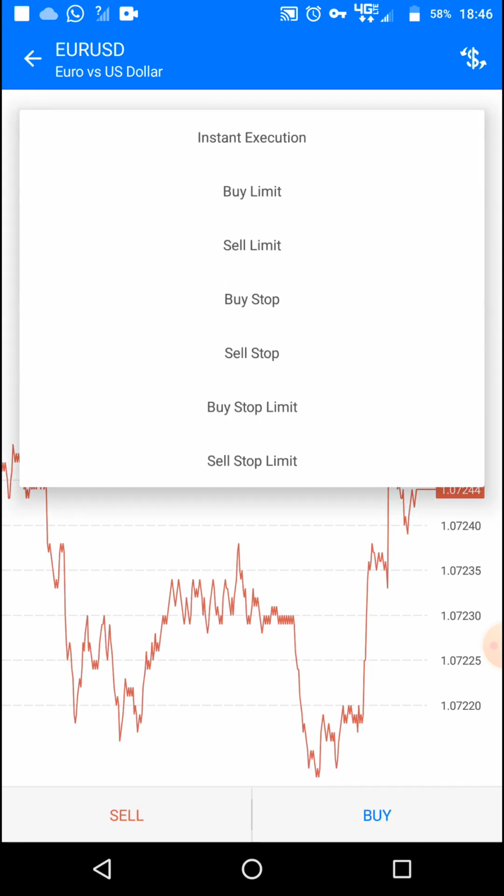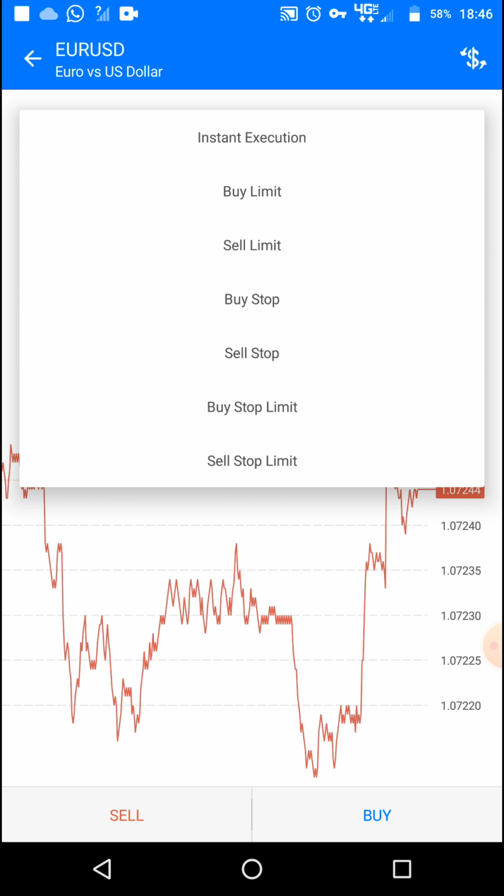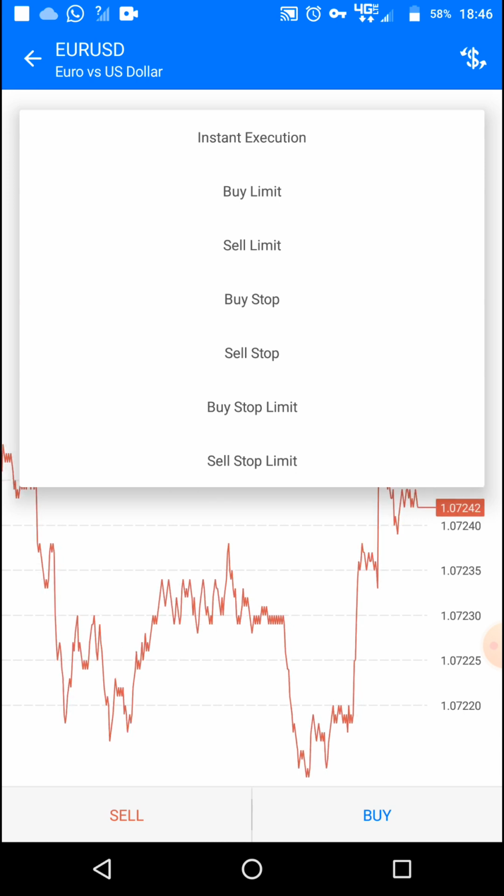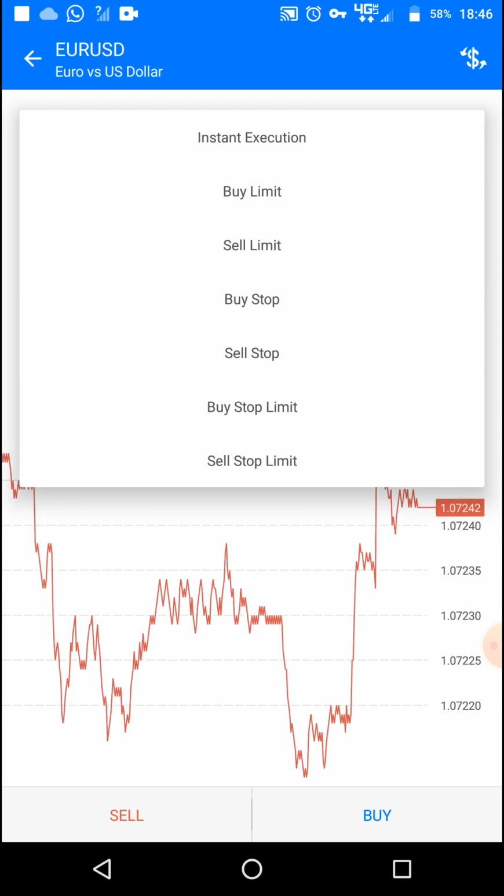So you can see instant execution, buy limit, sell limit, buy stop, sell stop. Okay, buy stop limit, sell stop limit. I will explain each and every one of them. Okay, I'll explain them one by one, but not in this particular video. I'll drop another video on that because the explanation has to be very clear to you guys. I don't want to add everything together in this video so that you get confused.